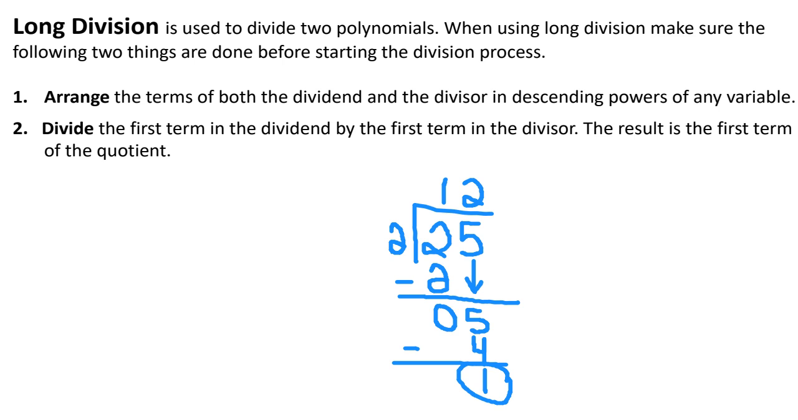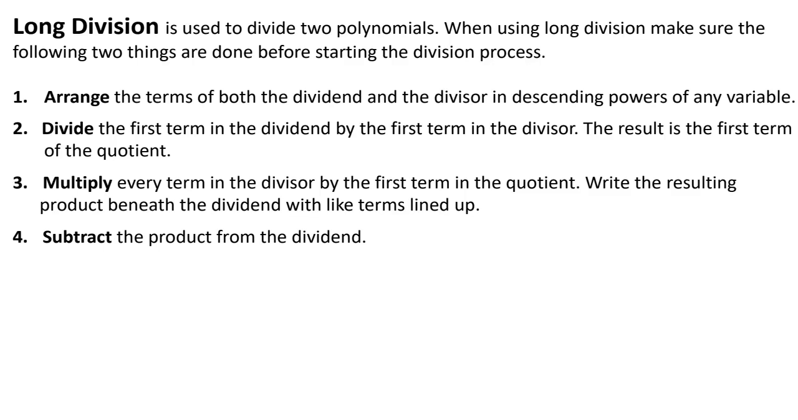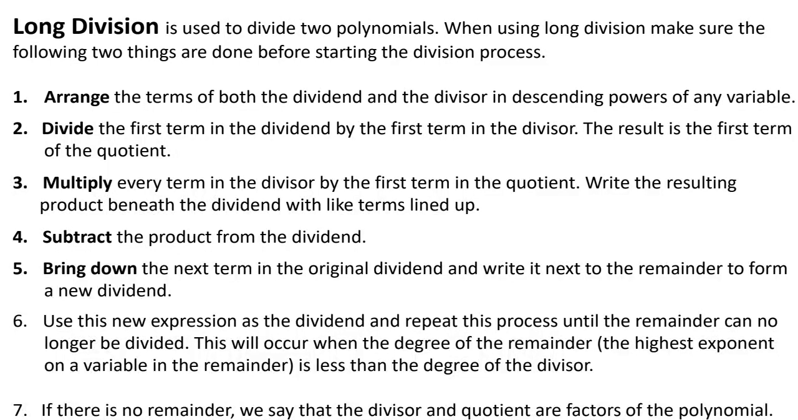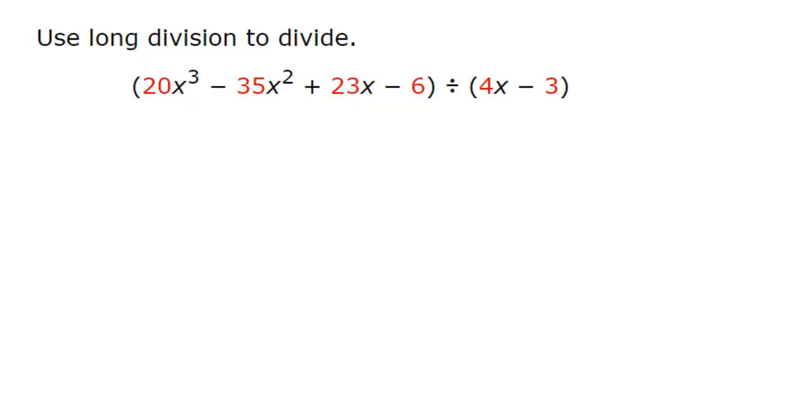One of the first things you want to do is arrange the terms of the dividend and divisor in descending powers. Then we're going to divide the first term in the dividend by the first term in the divisor, similar to what we did right here. We took the first term and divided by the first number here. Then we're going to multiply, and then we're going to subtract. What we did with the numbers works the same way. Then we bring down the number and so on. With an example, you'll be able to see it a little bit more clearly.